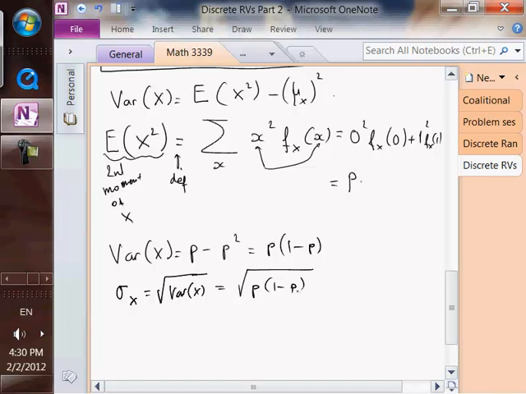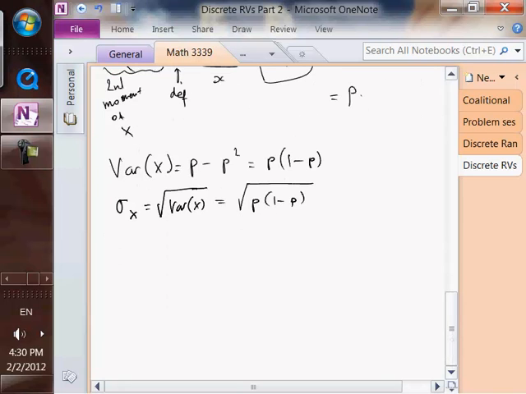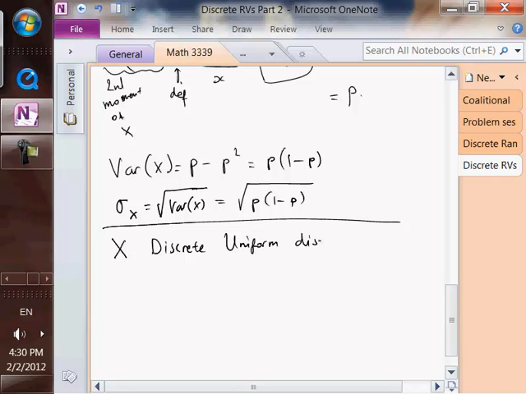And as we said, the variance gives you how much variability you have. It expresses the variability. How much, on average, the values will differ from the central value. Okay? So that's a very simple example. Well, let's do another example. This is the discrete uniform distribution.